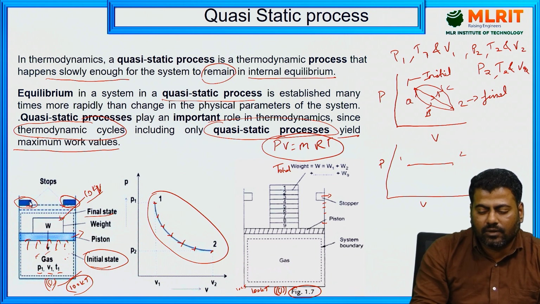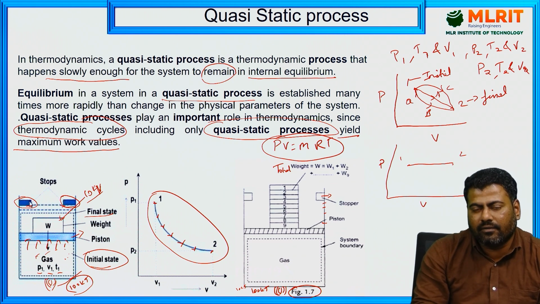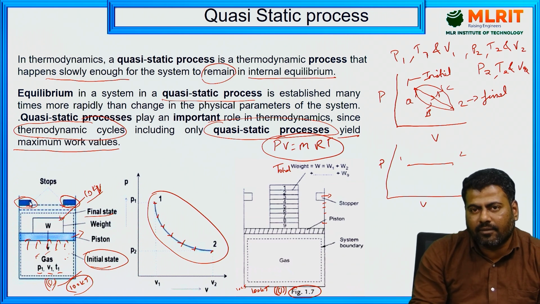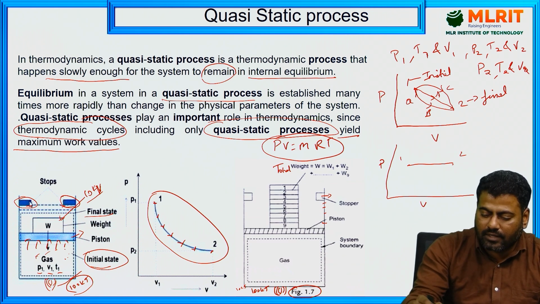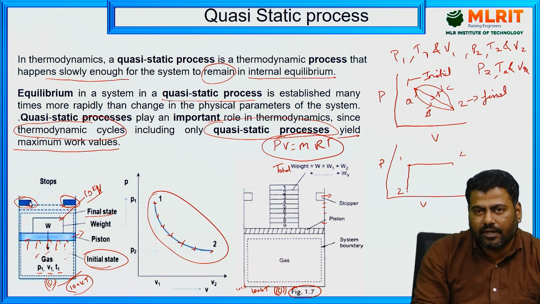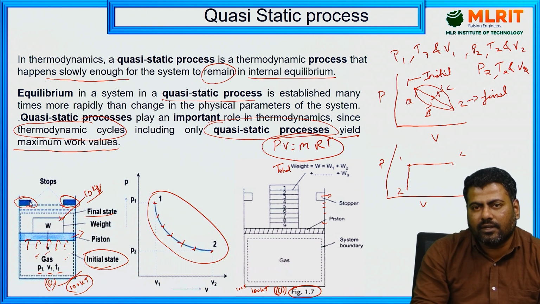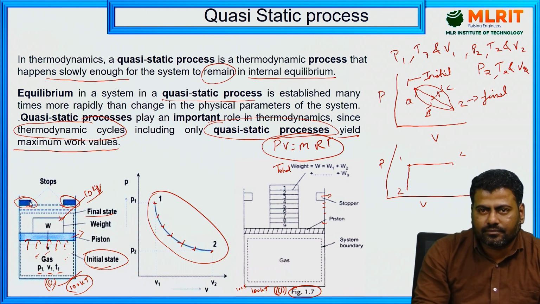Got it? So what are the various quasi-static processes we are having? With respect to this diagram itself, I can say when pressure equals constant and when volume equals constant, like this, right? And for isothermal also there is a mathematical relation. Here, for example, I'll consider only the closed system.